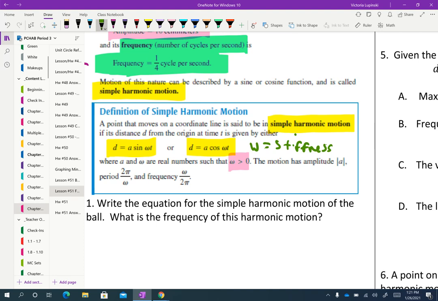So those values, how are we going to use those and apply to what we already know about trig functions? Well, the amplitude is always going to be the absolute value. The period, instead of being 2 pi over b, is going to be 2 pi over w, just because that is the variable they use. And then notice that the frequency is the reciprocal of the period.